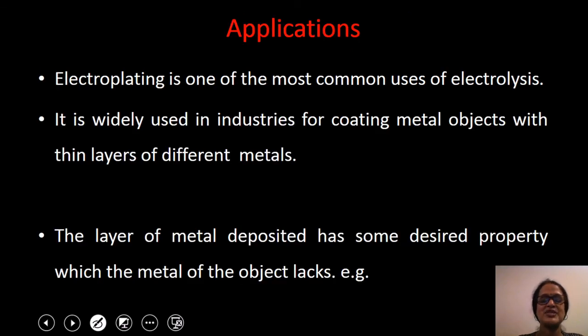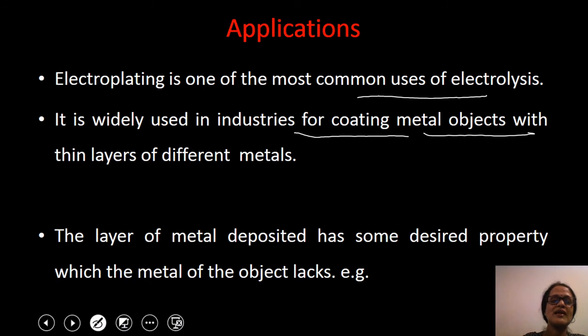Now I'm going to discuss uses of electroplating with you. So children, electroplating is one of the most common uses of electrolysis. So basically electroplating is electrolysis. I discussed these points in my previous videos. Electroplating is widely used in industries for coating metal objects with thin layers of different metals. For example, for making gold-plated jewelry, you take a cheaper metal. On that cheaper metal you will deposit a layer of gold.